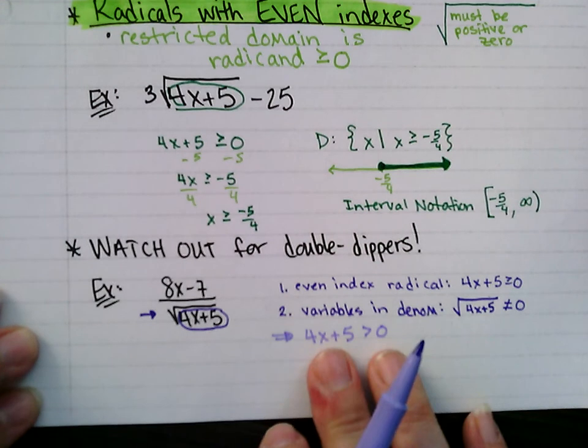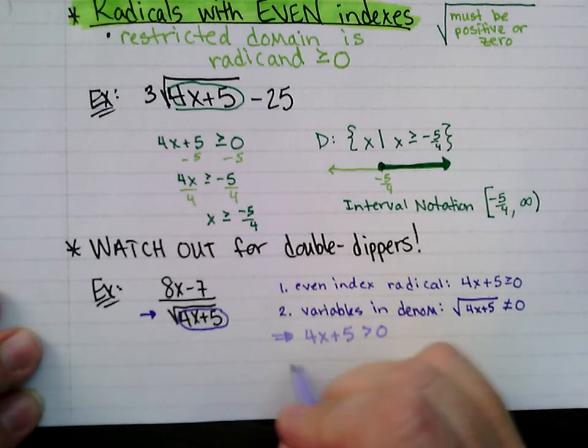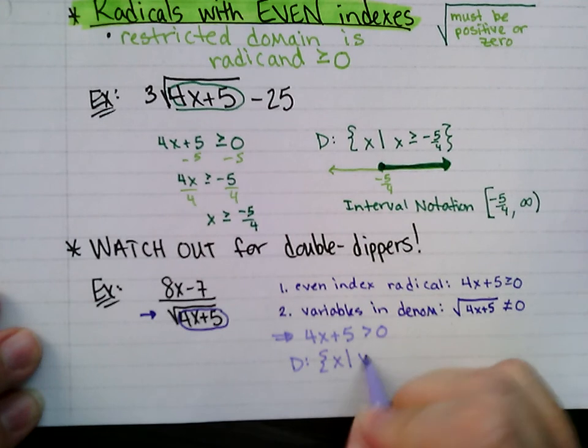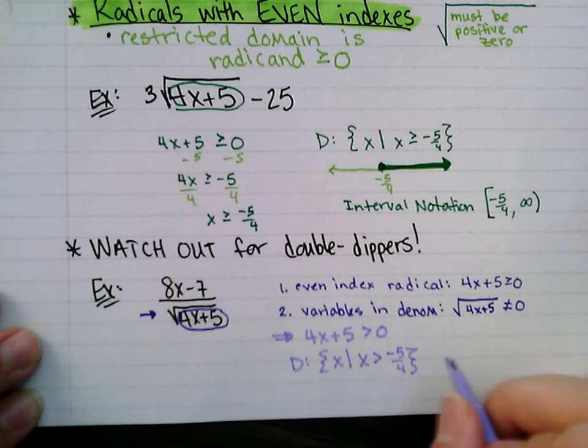So how does that change my notation here? Basically, it's just going to take off the equal part. So set builder notation, the domain would be x such that x is greater than negative 5/4. How does it change my graph?